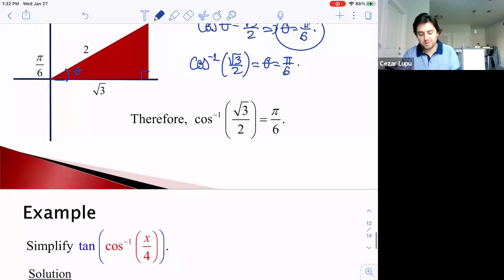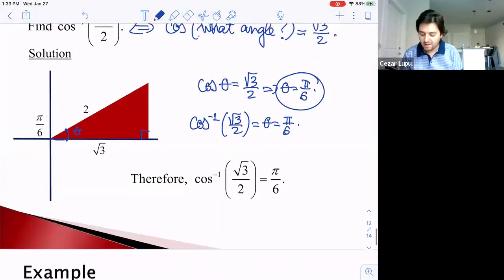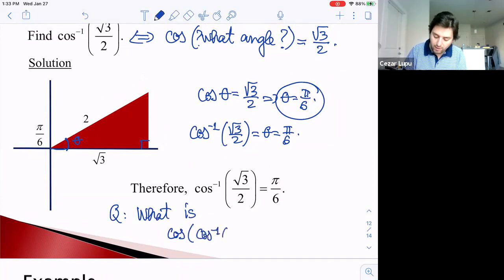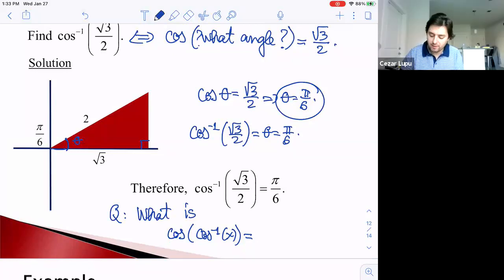Before I even talk about the complicated stuff, I want to make myself clear a bit. I want to go back a bit. In fact, I'm going to ask you something. Can you tell me what is, let's say, cosine of cosine inverse of x? Would it be x? Exactly. So like Kyle says, this is x, right?